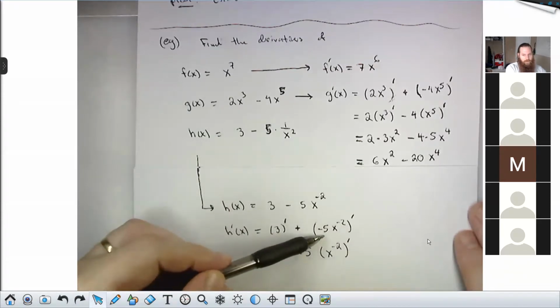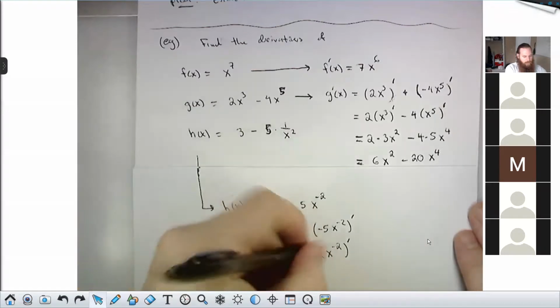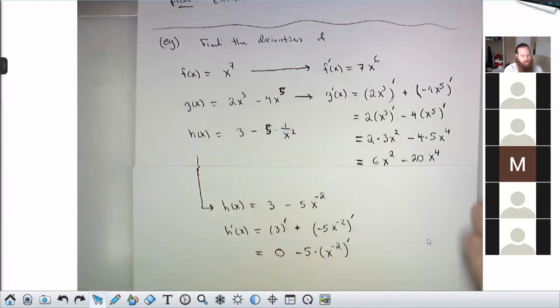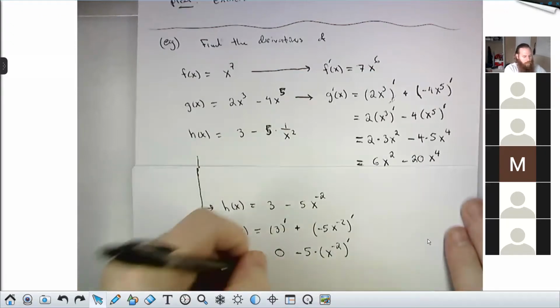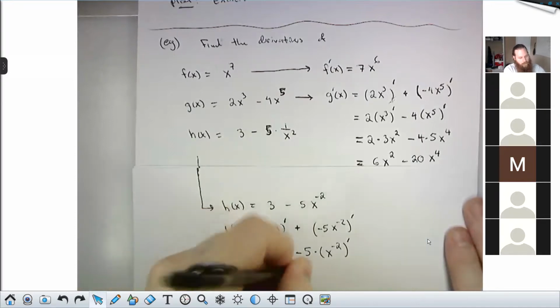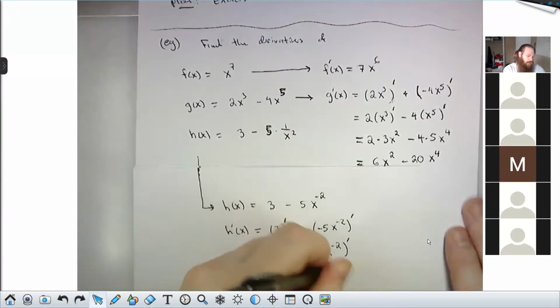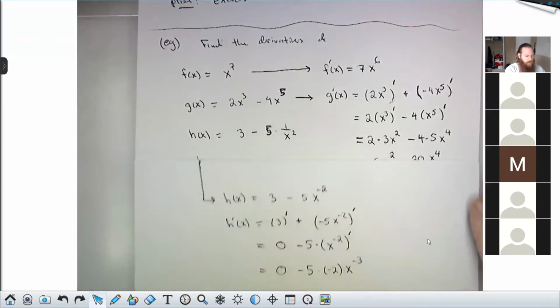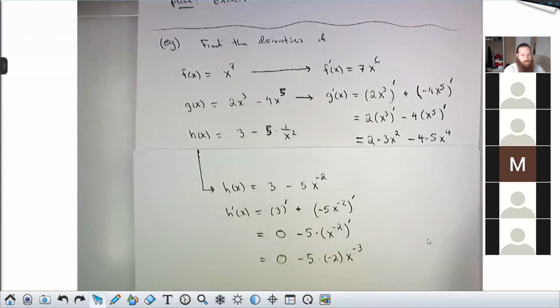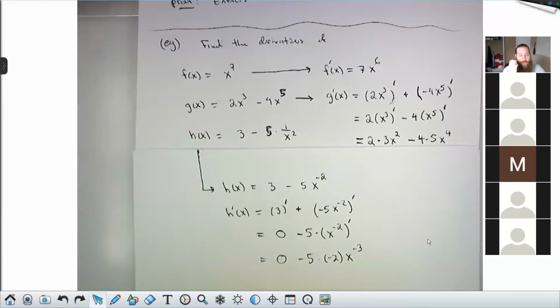So I pop out the negative 5. This is negative 5 times the derivative of x to the negative 2. And then the x to the negative 2, that also follows from the power rule. So this will be 0 minus 5 times negative 2 x to the negative 3. I bring the power down and I subtract 1 from the power. It works great, even if the power is negative. In fact, it works great even if the power isn't a whole number. It works really well for any power.